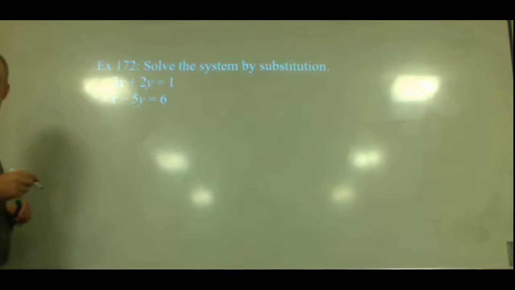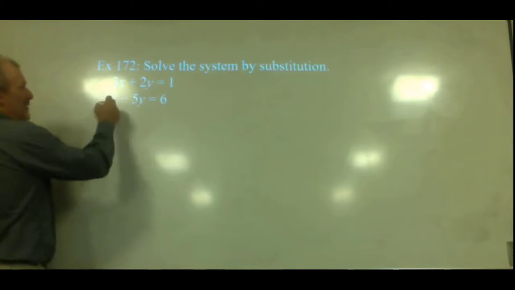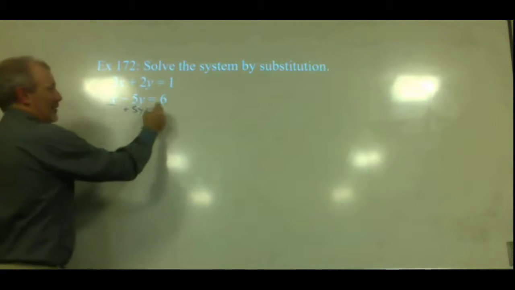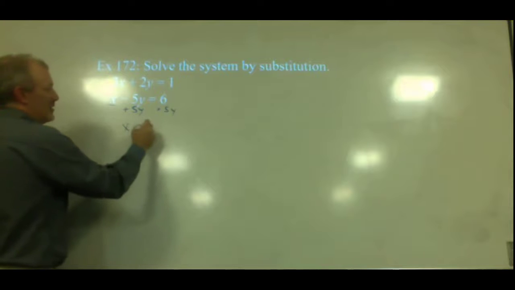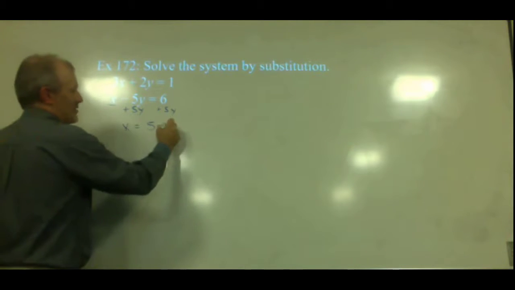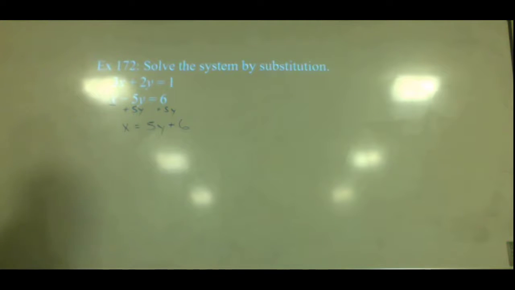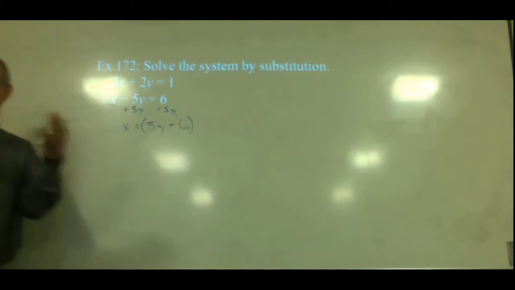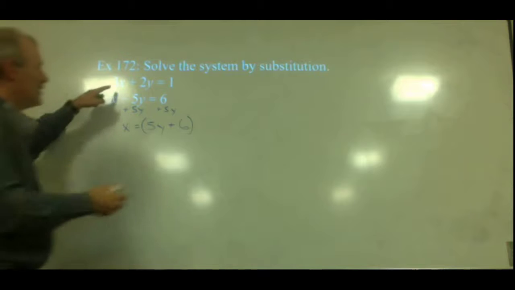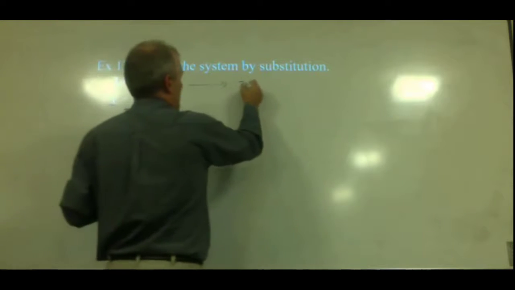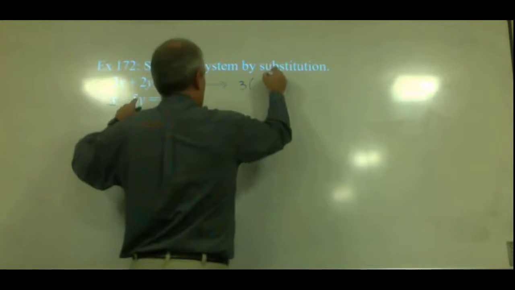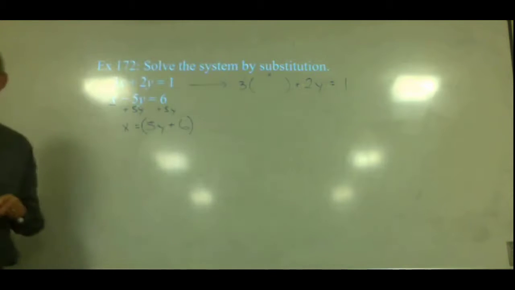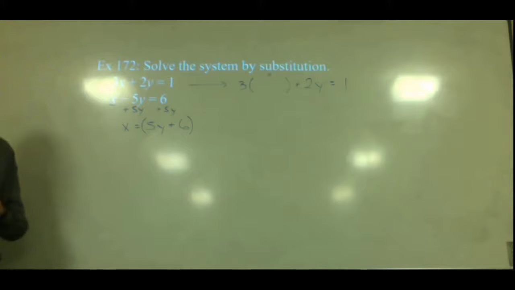Because you're just going to do one thing, and we can have the x by itself. How do we get this x by itself? Add 5y. So now we know x equals 5y plus 6, or 6 plus 5y. It doesn't make any difference because it's adding. Okay. So now, again, we know that x equals this value. These are equal. So we go back up to the other equation. 3 times x plus 2y equals 1. And what are we going to put in place of the x?